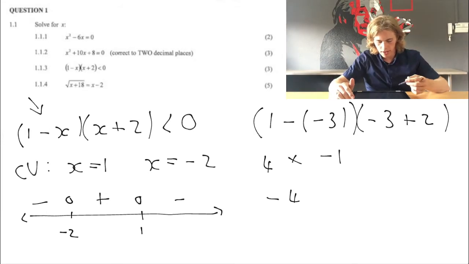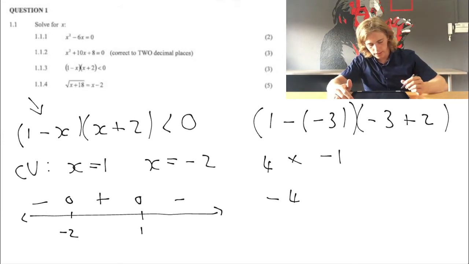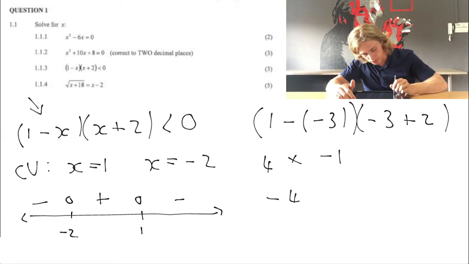Okay, now that we have our signs, we are then going to draw arrows to help us to solve this equation and show us what to write. So because it is a straight less than, it's not less than or equal to, we are going to use open circles.